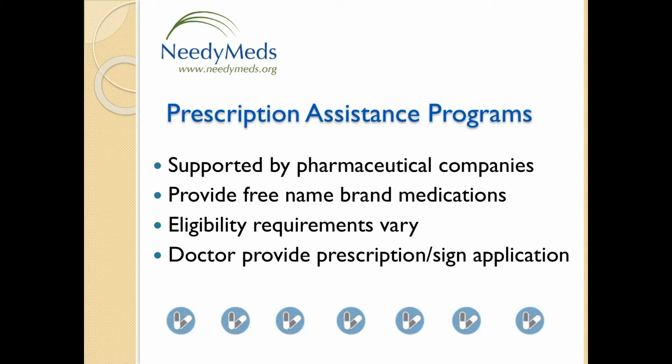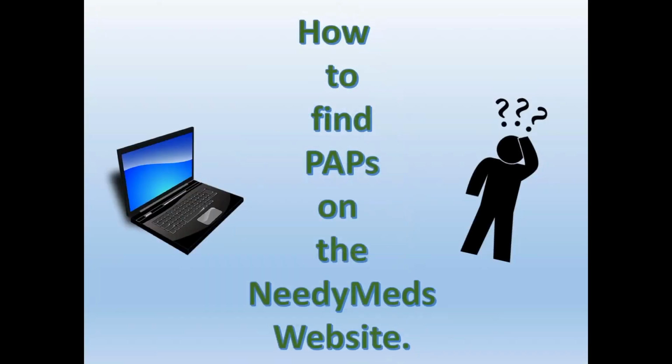One quick thing I want to mention before we get into the prescription programs and how to find them: as I said, not every drug will have a program that will offer you price assistance. When that happens, you can always call the pharmaceutical company directly and ask them to make an economic hardship exception. So now that you're aware of what assistance programs are, let me talk to you about how to find them on the NeedyMeds website.